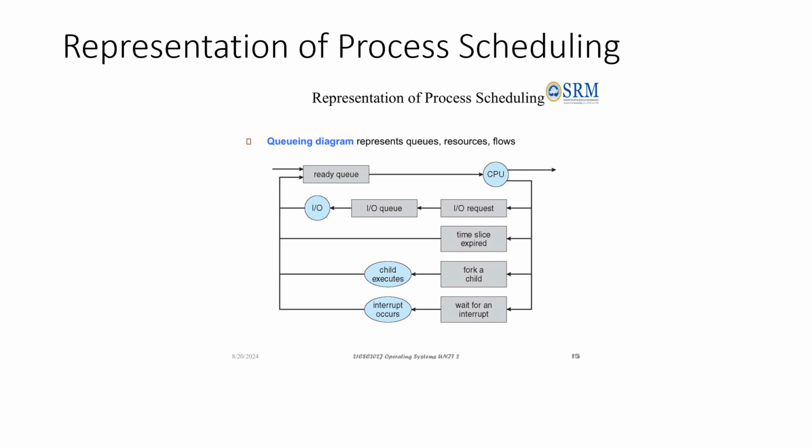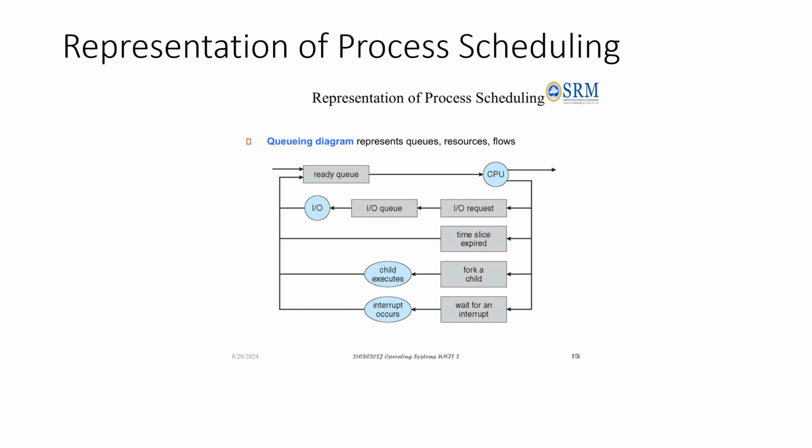This diagram represents the reasons a process comes out and which queue it will be placed in. If the process wants to do any IO operation, then the process comes out of the CPU and will be loaded in the IO queue. In other cases, if the process time slice expires, it will go directly to the ready queue instead of being placed in any other queue.